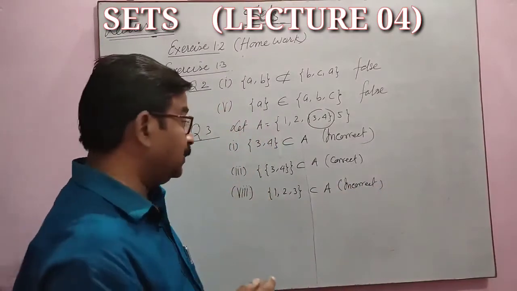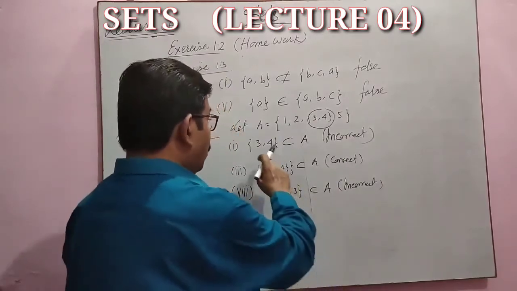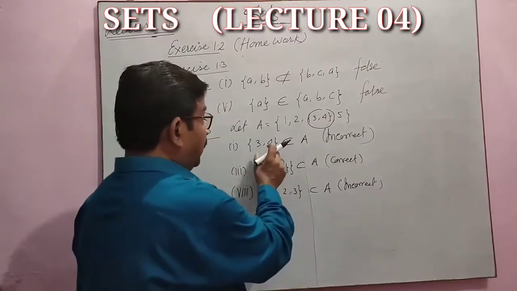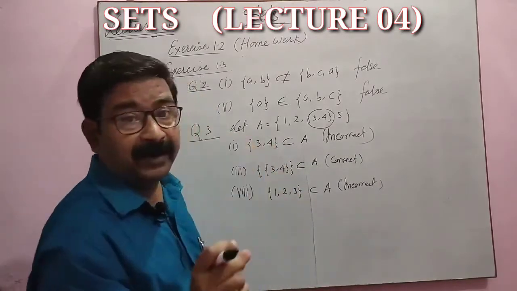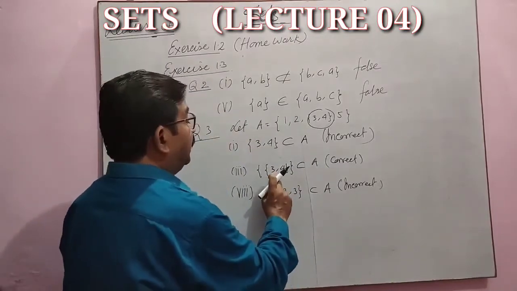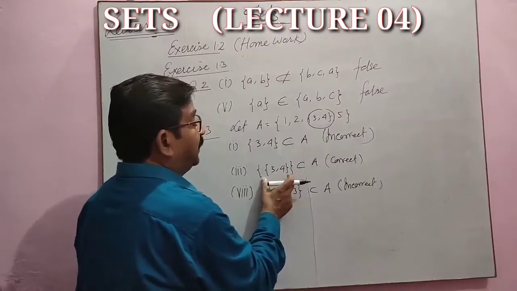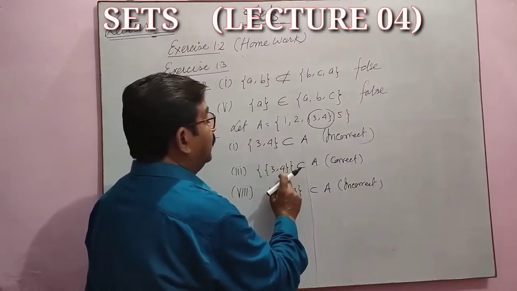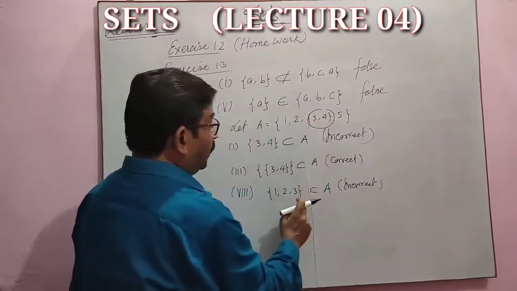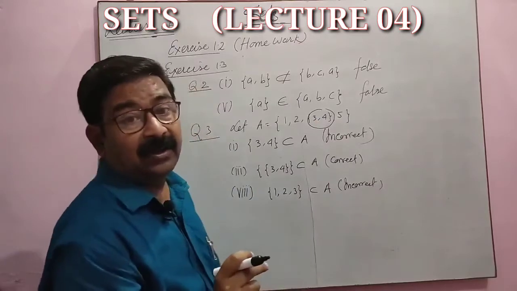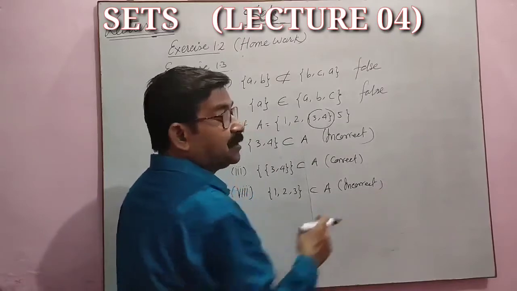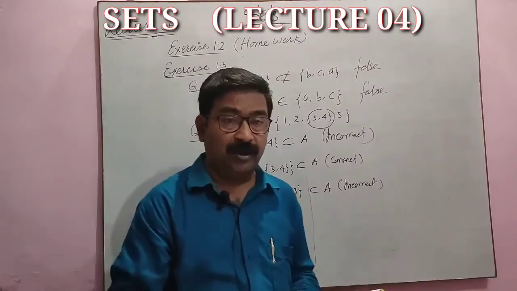So you have to write the reason also. What will you write as the reason for this one? The reason is that 3 and 4 combined is a single element, and an element is not a subset of any set. Here 3 and 4 are an element written in a bracket, which is a set, and this is a subset of A. Here 3 and 4 are a combined element, so 3 cannot be separated from 4, so it is not possible, so it is incorrect. So you have to write the reason also in one line.